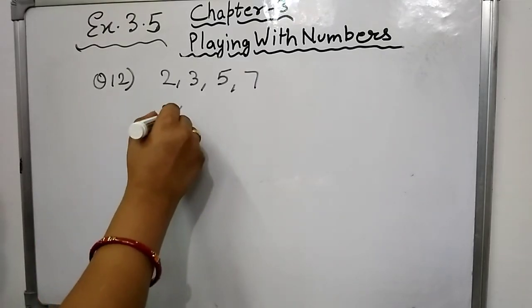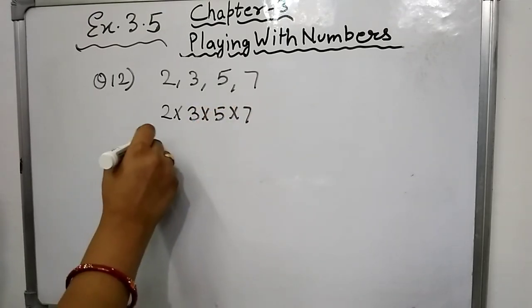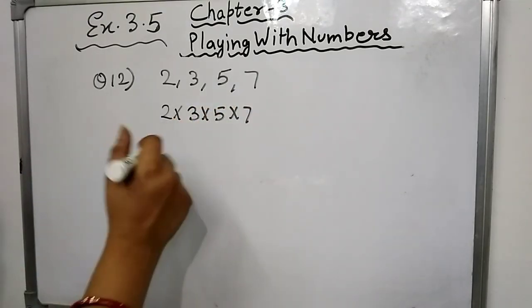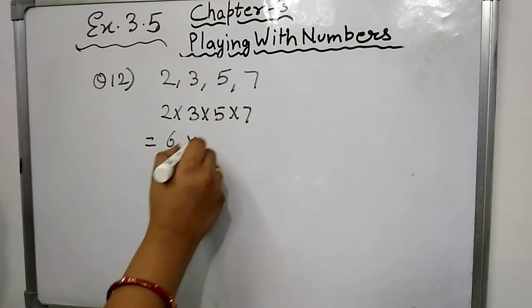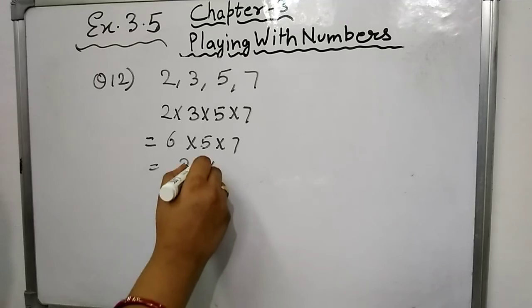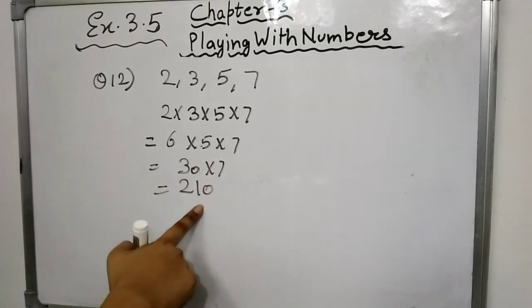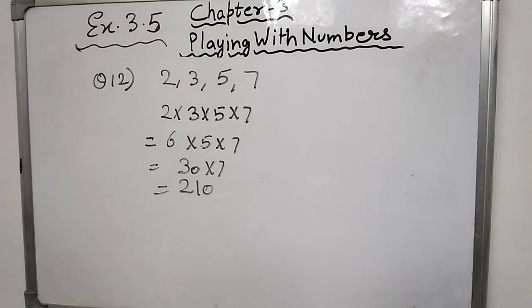Now on multiplying these different prime factors, we can get our smallest number. 2 multiply 3, 6, multiply 5, 30, 30 multiply 7 gives you 210. So 210 is that smallest number which has 4 different prime factors. So this exercise is also finished. Thank you.